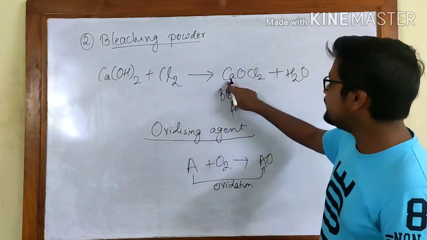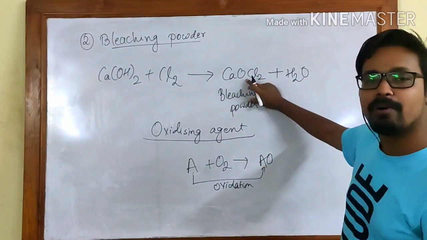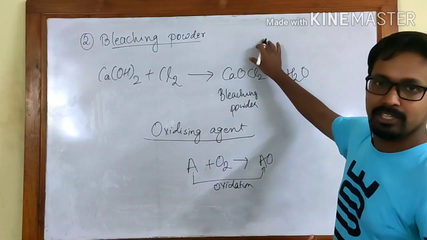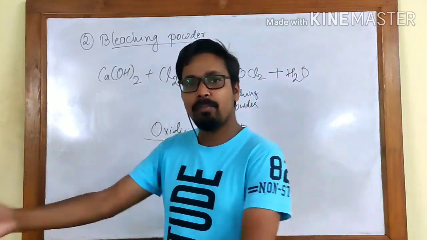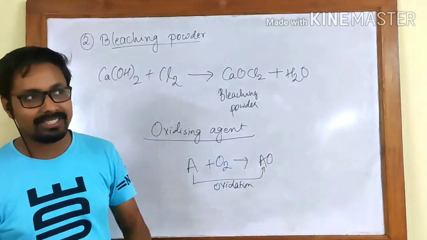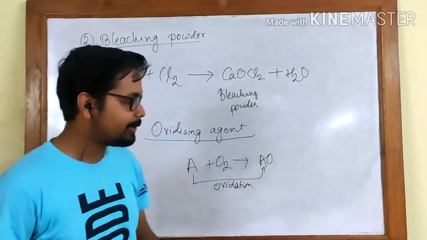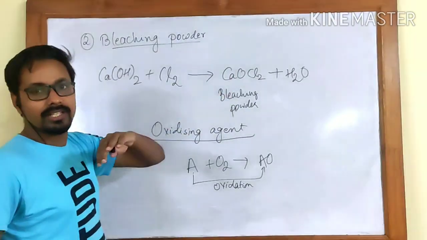agent. So since CaOCl2 contains one oxygen, this bleaching powder will be able to donate the oxygen. So CaOCl2 can donate oxygen to some other compound and help them get oxidized. That's why it is called an oxidizing agent, it helps in oxidation. Okay. So this is about some of the uses and how bleaching powder is formed.